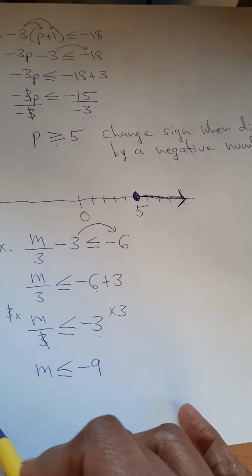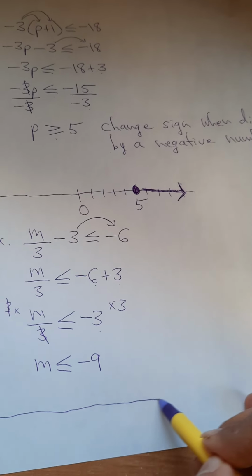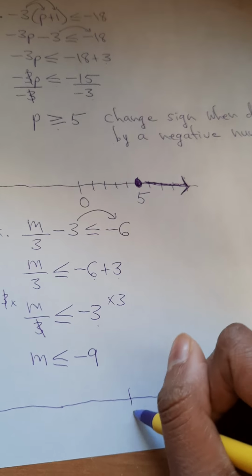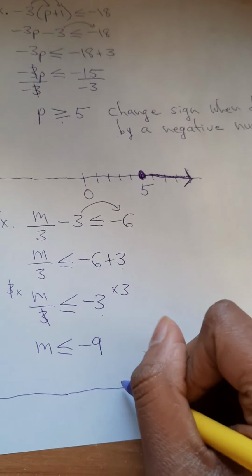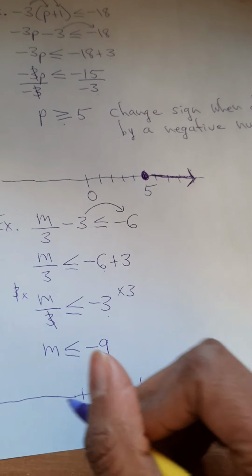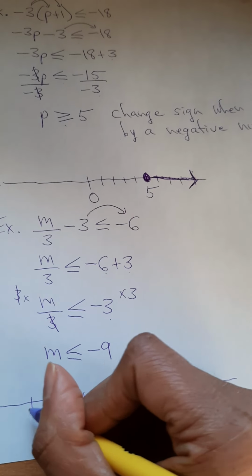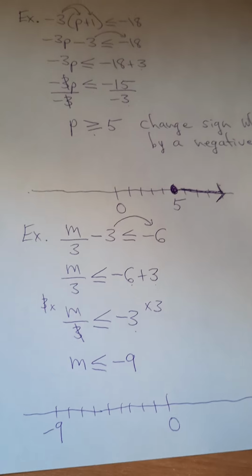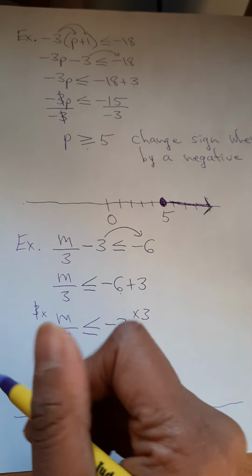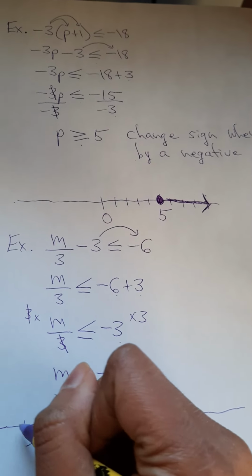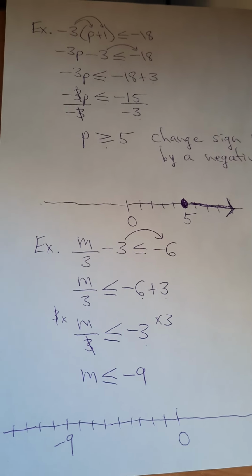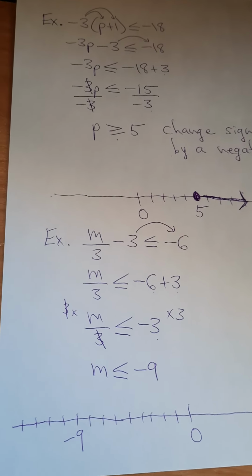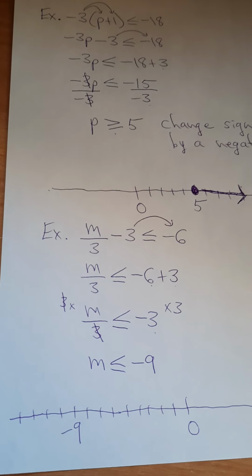And then we're just going to draw a quick sketch here. So I'm going to put the 0 line. Let's do 5, 9. So this is negative 9 right here. So again, actually, we should have put it the other way, like this. M is actually less than or equal to negative 9.